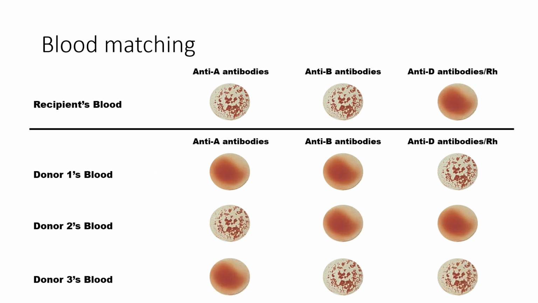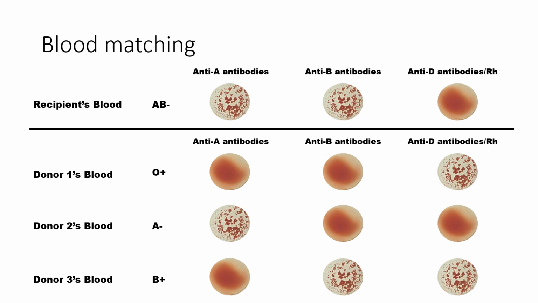All right, so let's do one more. Now in this case, we've got a recipient that tested positive for antigens A and B, but not for the RH, so we're going to be AB negative. And if we look at donor number 1, we've got an O positive. Donor number 2 is A negative. And donor number 3 is B positive.